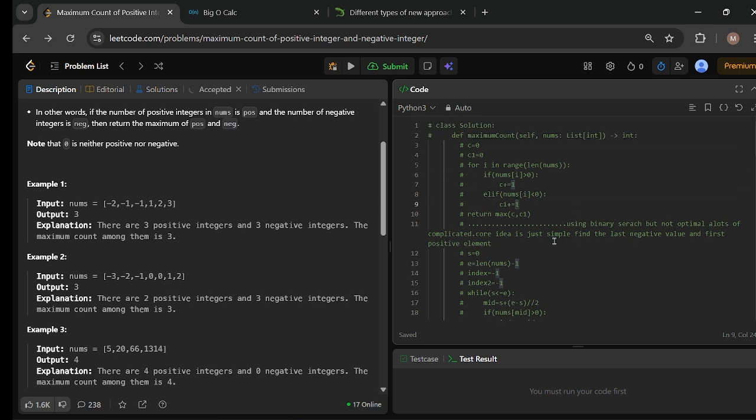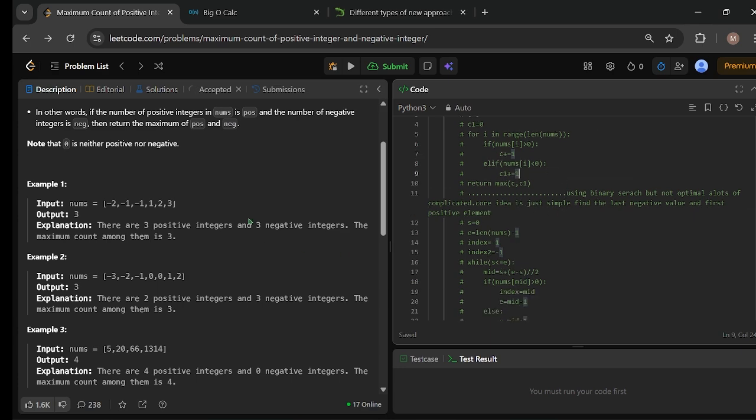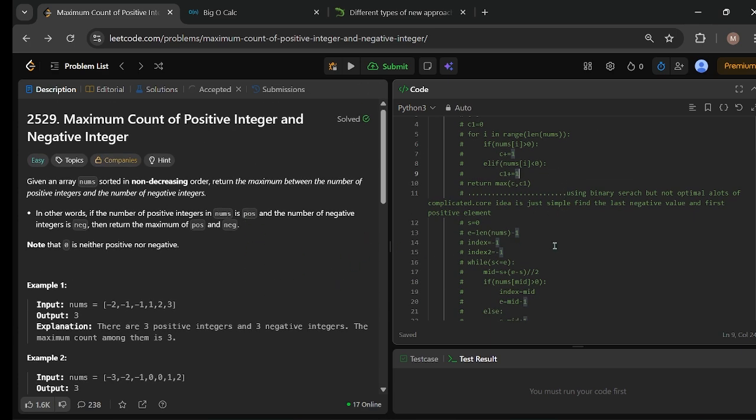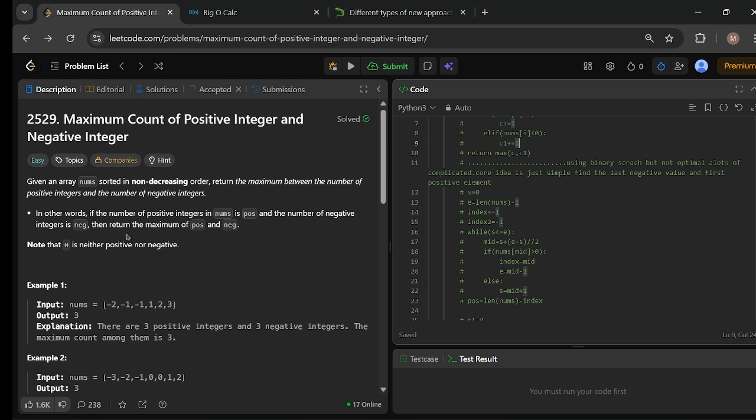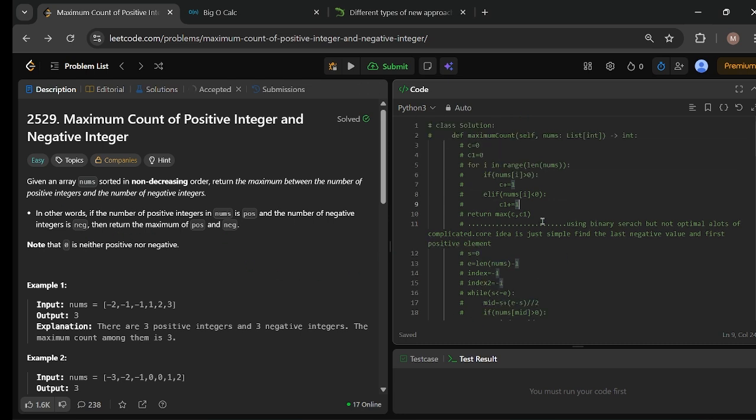But the brute force approach always gives us the TLE error, which is not suitable for interviews. So let's start analyzing another way to solve this problem.